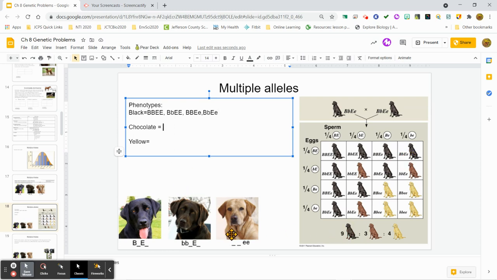And then for chocolate, you have to have a little b, and you have to have at least one big E. Those are the 2 for the chocolate lab. And then for the yellow, it really doesn't matter what the first 2 are. So you can have a big B, big B or big B, little b. It has to be little e.